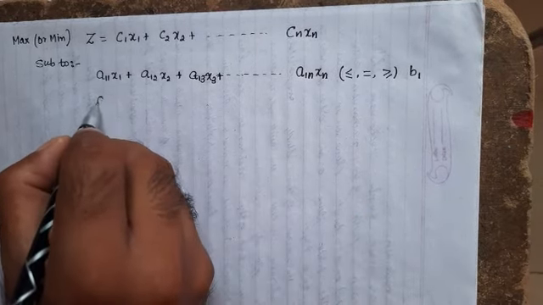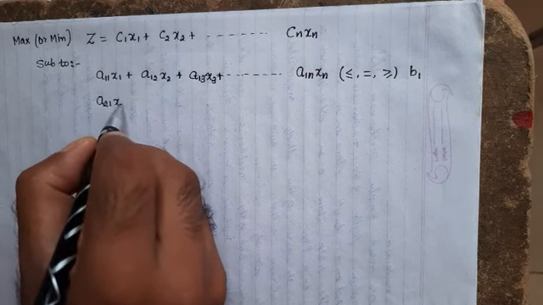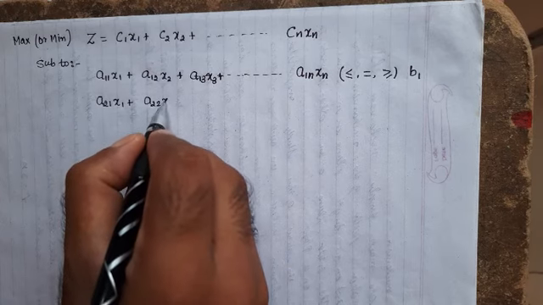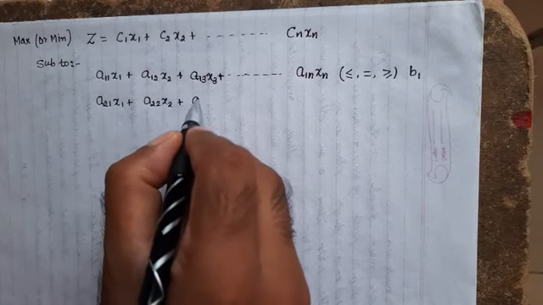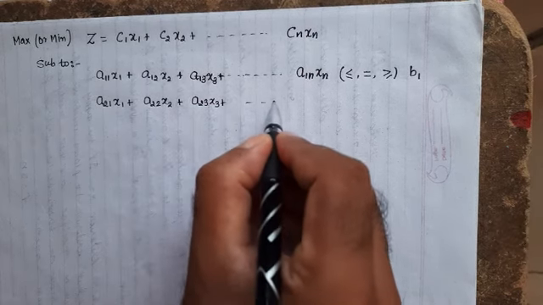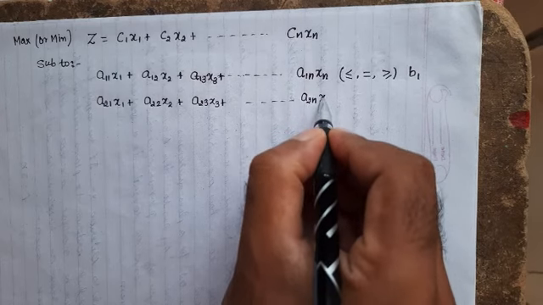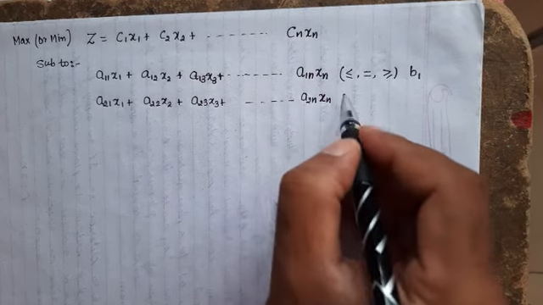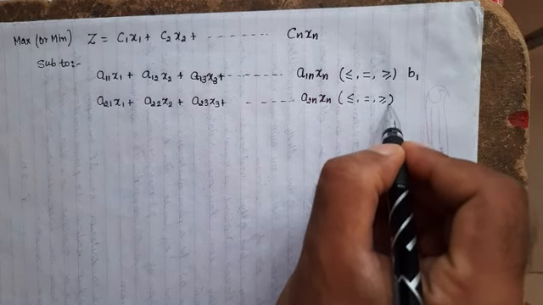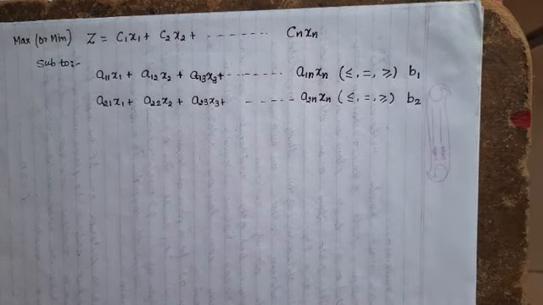Similarly, I will write constraint 2: a21 x1 plus a22 x2 plus a23 x3, and finally the last term will be a2n xn, and this will be less than, greater than or equal to, and this will be your b2. This is constraint 2.